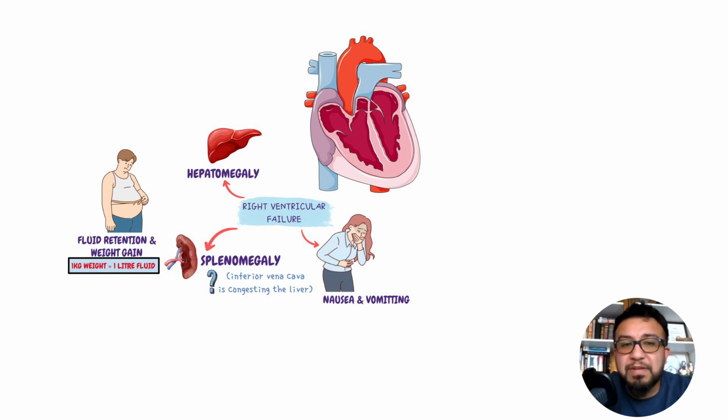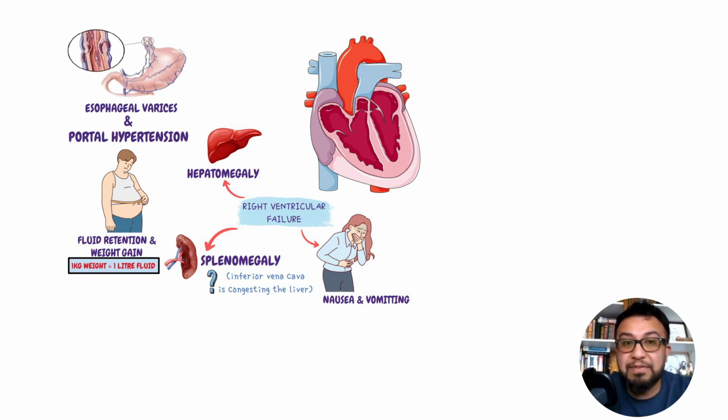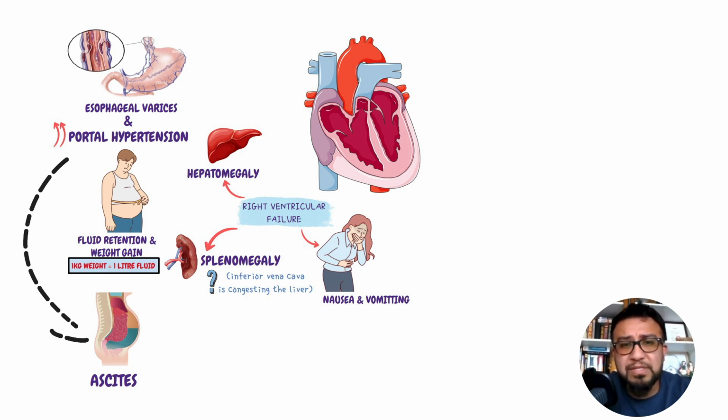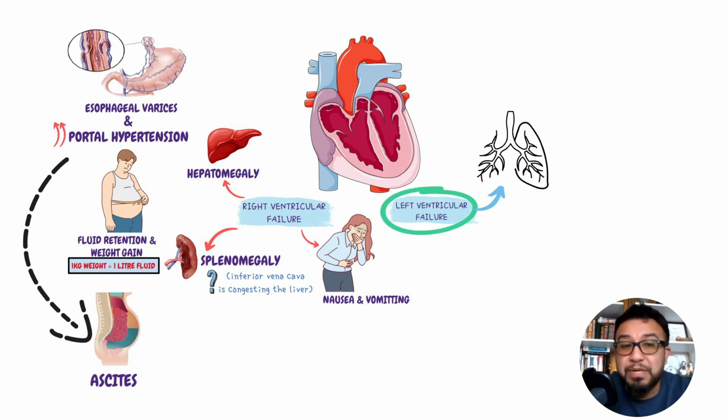The clients eventually may develop portal hypertension and esophageal varices, as seen in a lot of liver issues. The patient may also develop ascites because the liver becomes congested. The portal hypertension also increases, and that causes the fluids to escape from the portal veins into the tissues, thus causing ascites. Now, when it comes to left ventricular failure, most of the clinical manifestations deal with pulmonary issues.